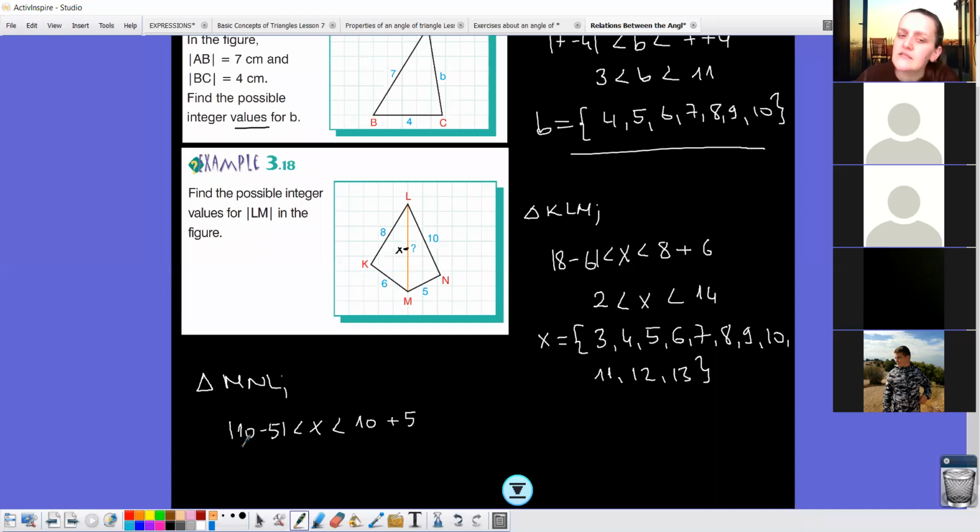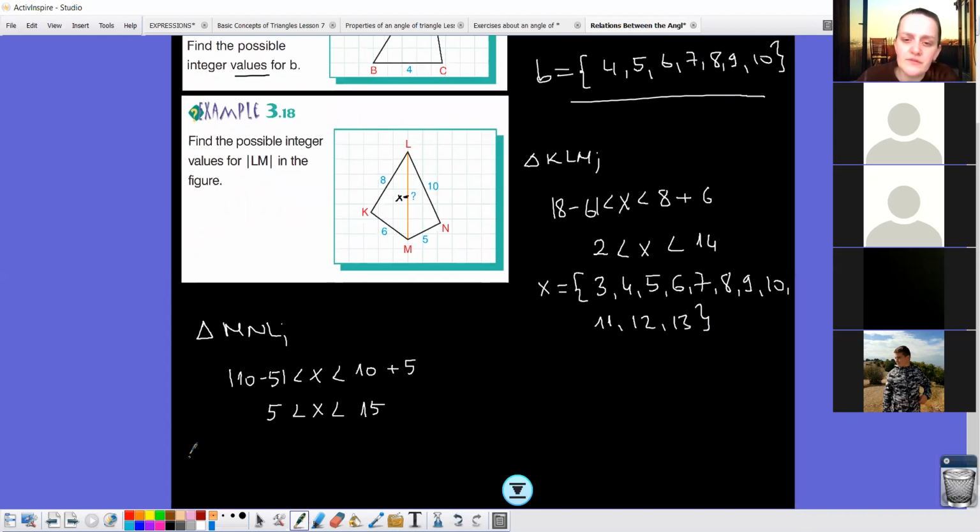So 10 minus 5 is 5. It's 5 less than X. X is less than 15. Now what are the possible values for X here? 6, 7, 8, 9, 10 till 14, teacher.